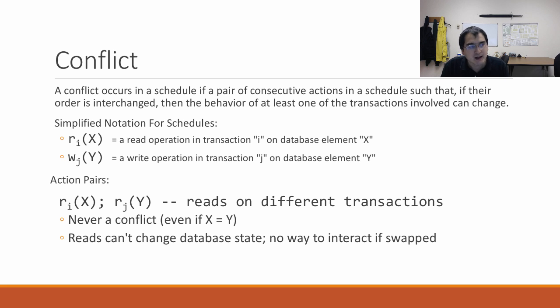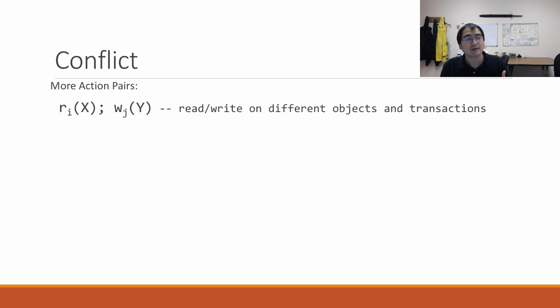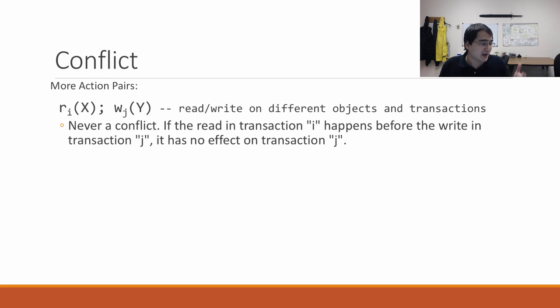Okay? However, there are a lot of other types of action pairs we have to watch out for. For instance, what if I read from one element, like I read from the table students, and I write to the table employees? Does that order matter? Does it matter if I read and write on different objects in different transactions? The answer here is no. If I read from the table students first, I get the same result as if I read from the table students after. And the write, consequently, is not affected either. So this is never a conflict.